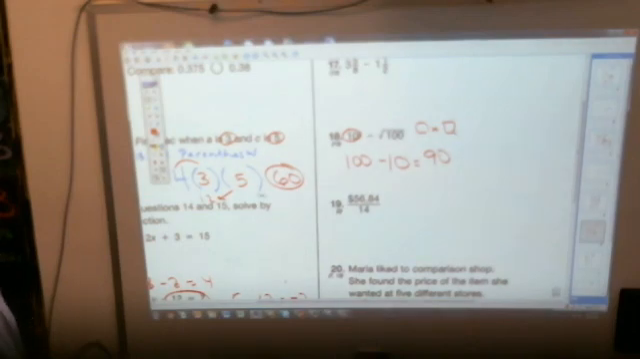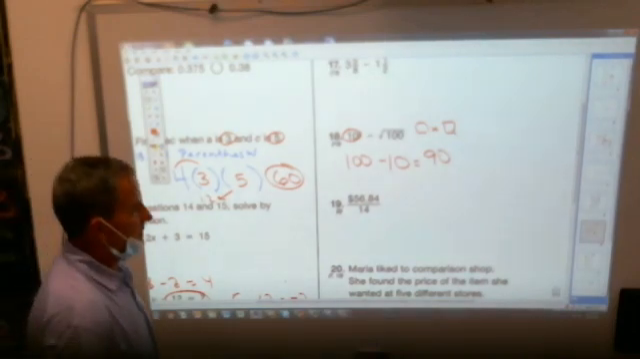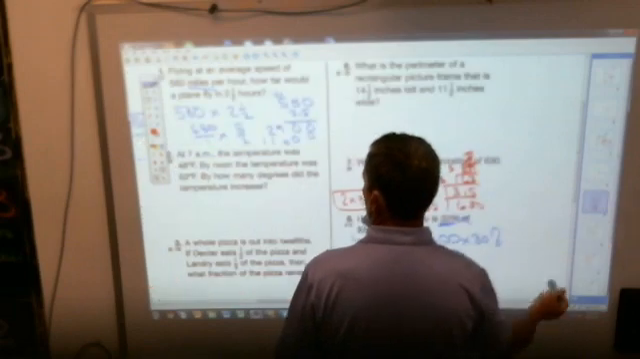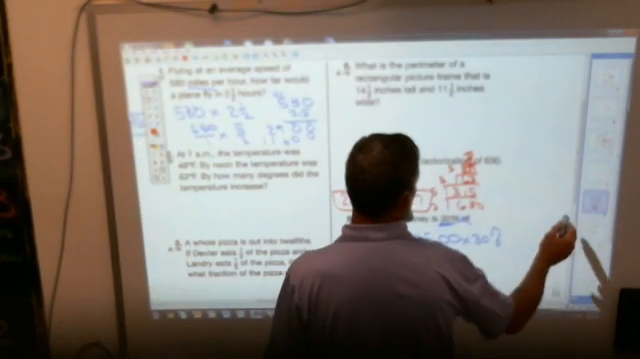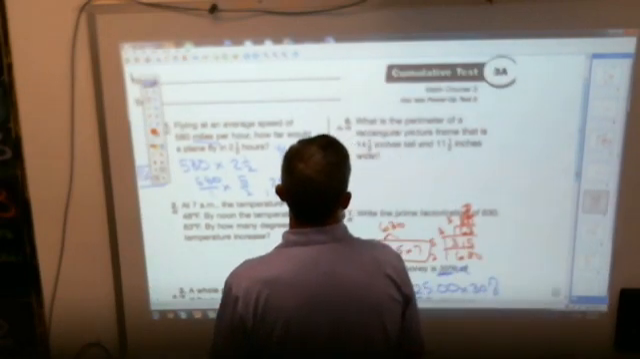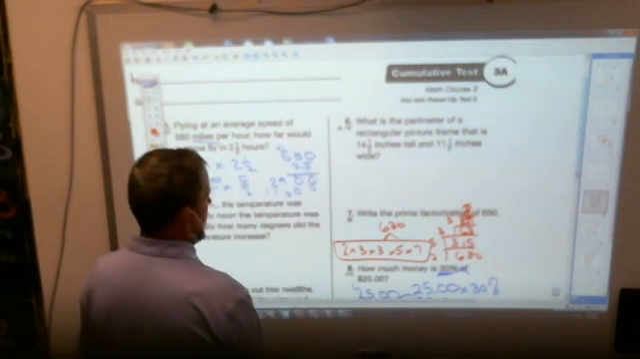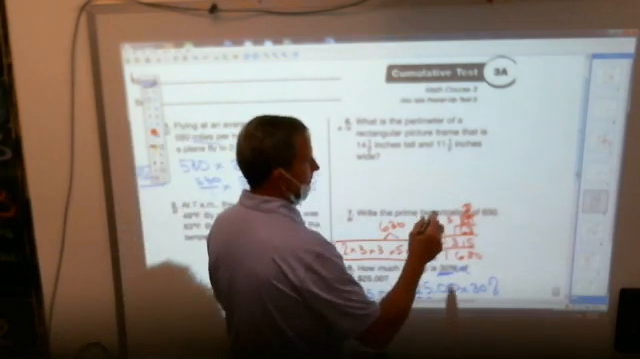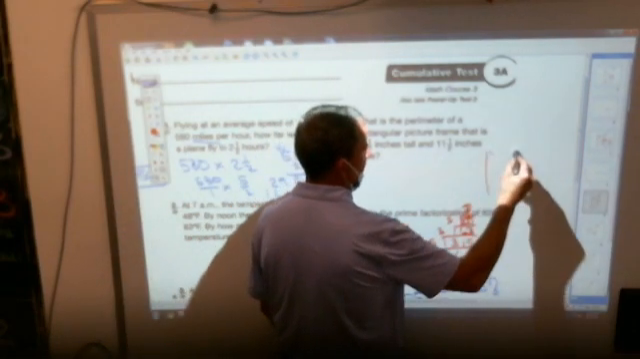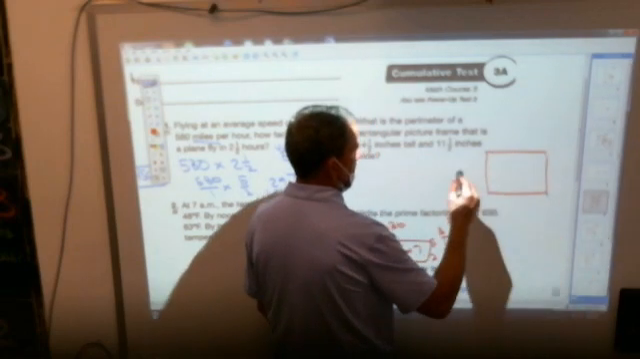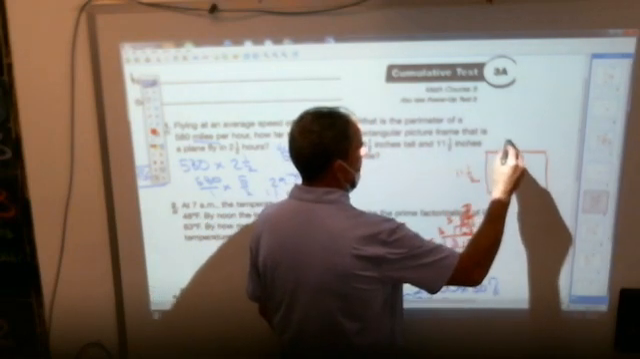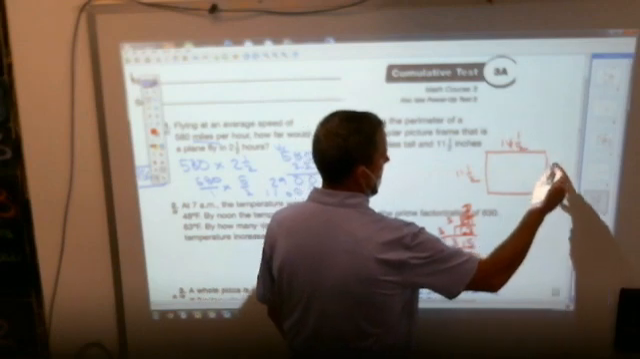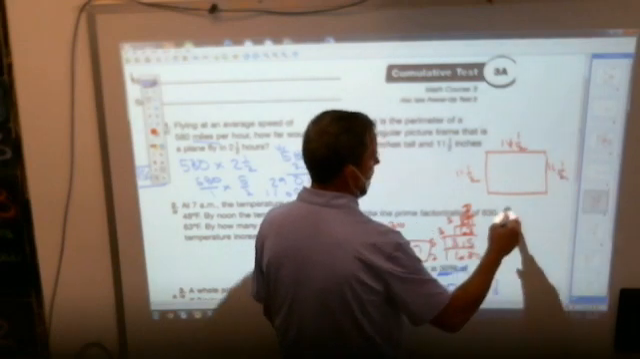Number 6, ladies and gentlemen. What is the perimeter of a rectangular picture frame that is 14.5 by 11? Did you draw the rectangle and label it? Yeah, I did. And it's 11.5 by 14.5? Yeah. And you added those together because that's what perimeter means?